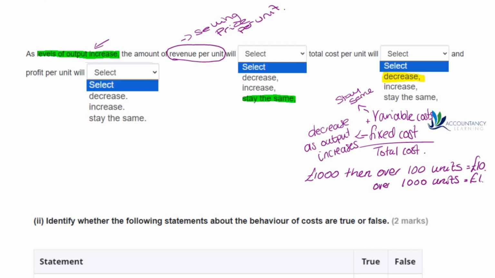And then the last one, and profit per unit will. So we've now got another choice here, and the profit per unit is going to increase. And the reason that the profit per unit increases is because our total costs are decreasing. So therefore, profit will increase.